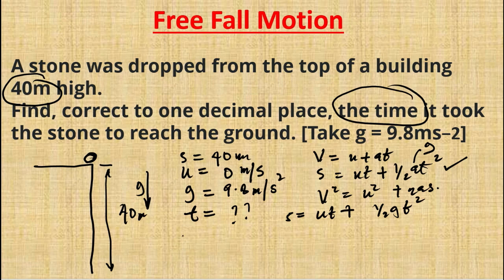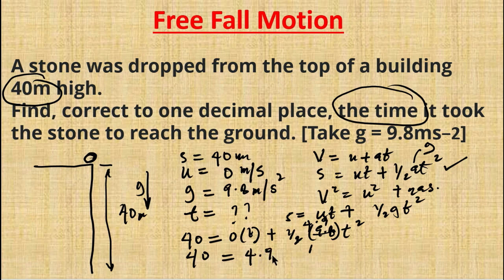So my S in this case is 40 meters, which will be the same thing as UT, U is 0, into T, plus half into 9.8 T squared. Half here will be 1, in 9.8, that's 4.9. So that 40 will be the same thing as 4.9 T squared. So that T squared will be the same thing as 40 over 4.9.